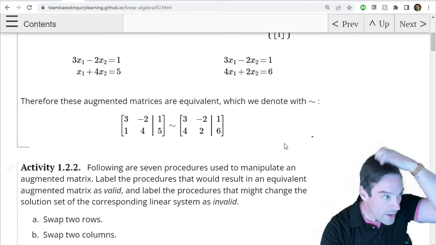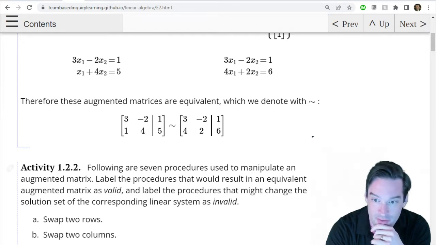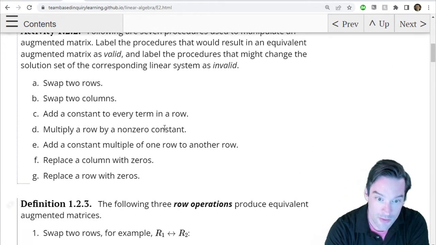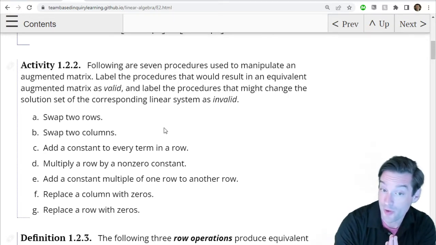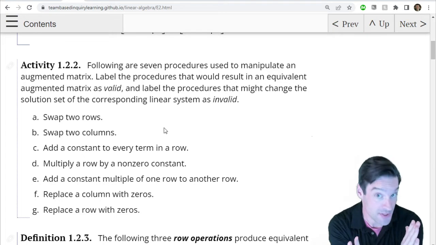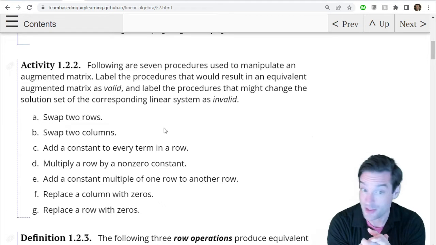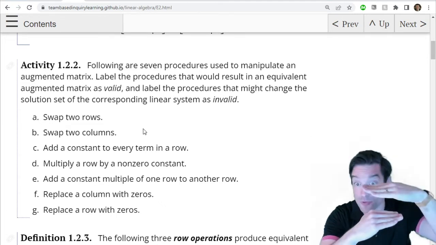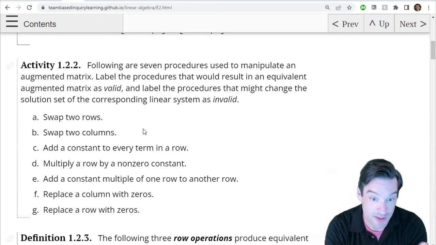So where we begin in this process is in investigating this first activity, 1.2.2, where you have 7 different possible things that we could do with an augmented matrix. And your first job with your team is to figure out which ones of these 7 can change the solution set of a system and which ones do not change the solution set of a linear system. So there's a bunch of choices. Take 2 rows of my augmented matrix and swap them. Take 2 columns of the matrix and swap them, et cetera, et cetera.